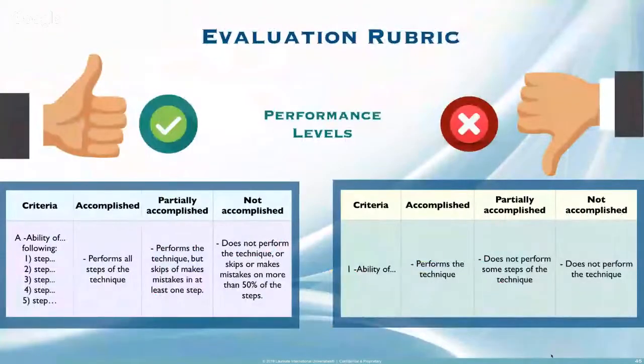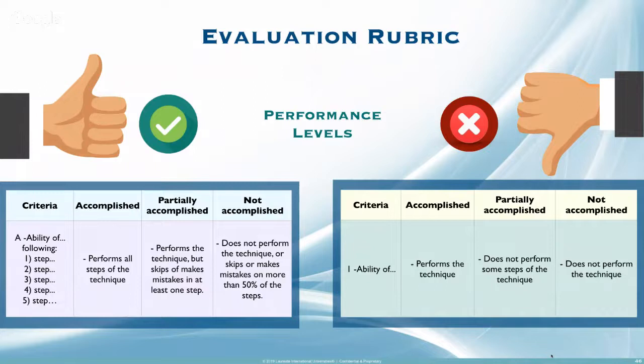Let's see here some examples of good and bad rubrics. When describing the criteria, you need to be very clear about what is expected from the students as an optimal performance for each criteria. In this example, we see all steps described. I mean, the criteria is ability of something following these steps: 1, 2, 3, 4, 5. It's very well designed, very detailed, and everything.